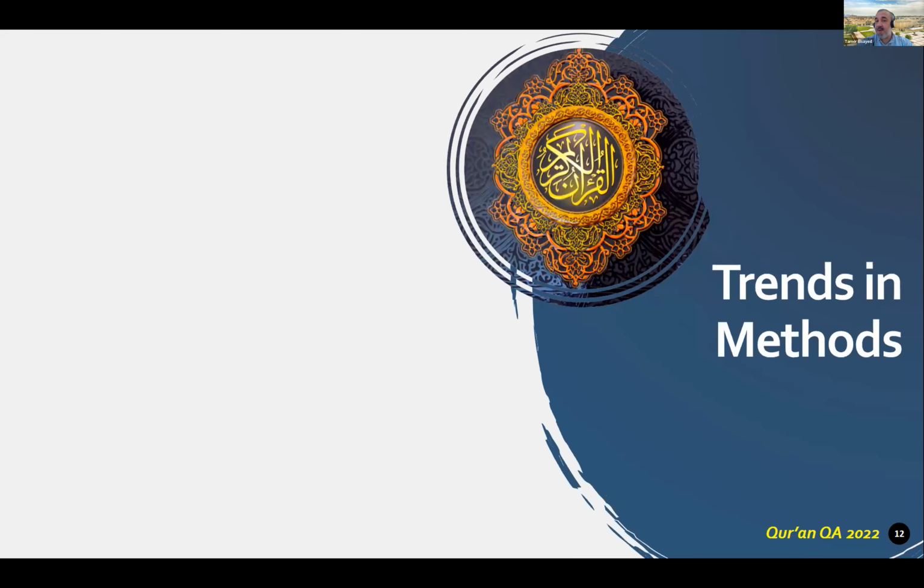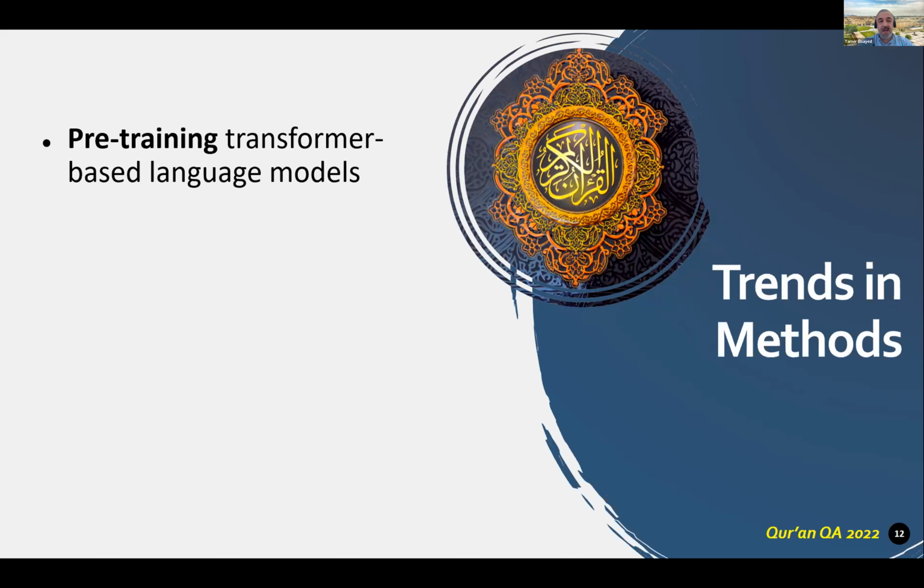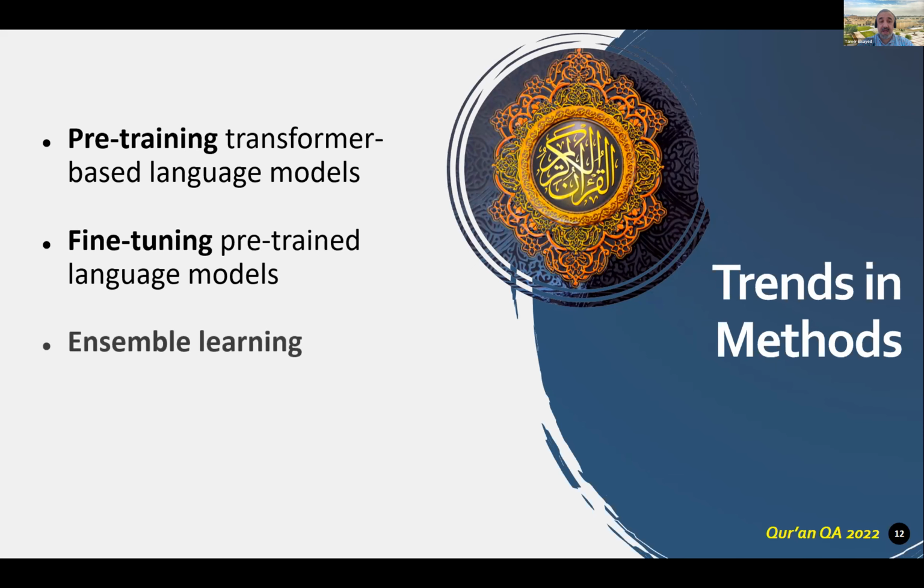Based on the submitted papers and the system descriptions of the submitted runs, we analyzed the descriptions, and we discovered mainly 3 trends in the methods. Of course, we will only focus on 3 here. There are more that you can find in the overview paper, but we will briefly discuss 3 of them today in this talk. We'll discuss pre-training, fine-tuning, and ensemble learning.